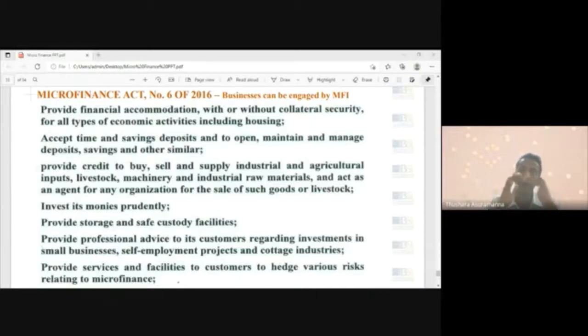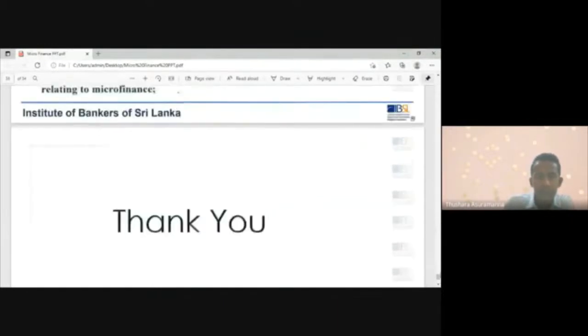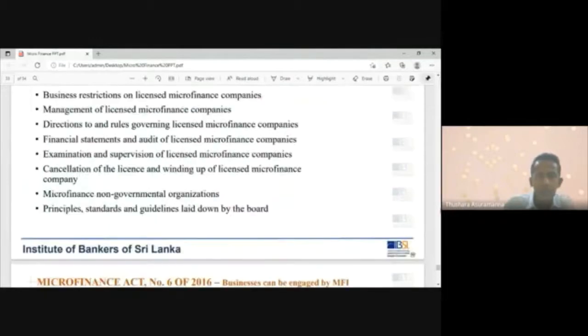And advisors, like non-financial advisory services, like the SME center done by other banks, they also can do non-financial facilities like advisory services. Then customers who hedge various risks related to microfinancing, like risk mitigating instruments. If you go to higher level instruments, like hedging derivatives and options like the main banks do, they also can do some hedging techniques at the micro level for microfinancing customers as and when necessary, right? So that's basically the sum up of what they can do.